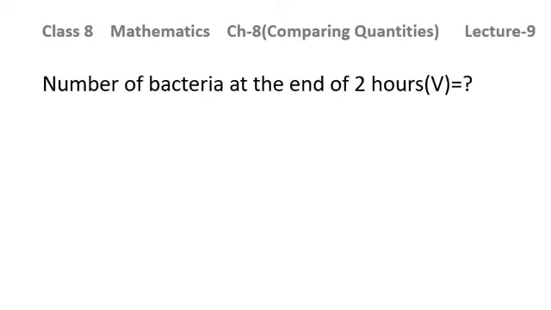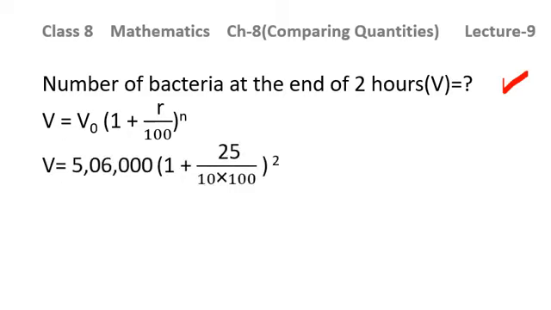So the number of bacteria at the end of 2 hours, that is V, is unknown to us in this question. And we know the formula, V is equal to V naught bracket 1 plus R over 100 raised to the power n. So simply we need to put the values. V is equal to 5,06,000 into 1 plus 25 over 10 into 100 raised to the power 2. Our rate percent was given to us as 2.5%, so it will be 25 over 10 into 100, as it is already given in the formula.